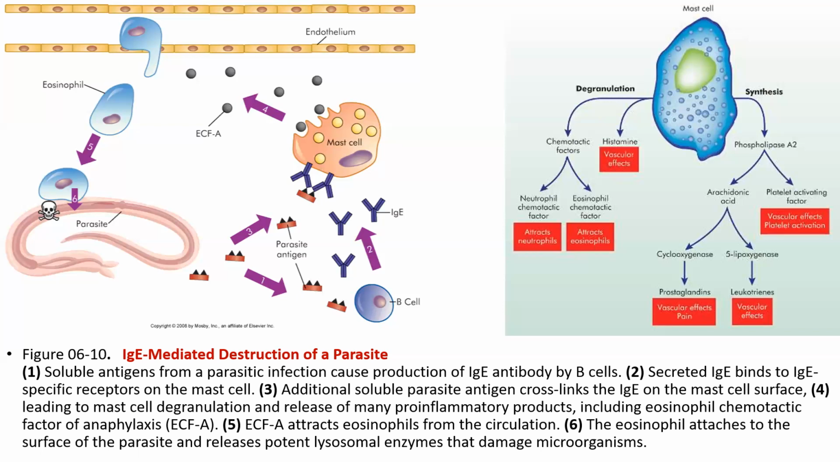So the last two steps, 5 and 6, in which the ECF, eosinophil chemotactic factors, will attract the eosinophils from the circulation, get them from the bloodstream into the GI tract. Then these eosinophil cells, which are part of the white blood cells, will get to the surfaces of these parasites and will release potent lysosomal enzymes to damage these parasite microorganisms.